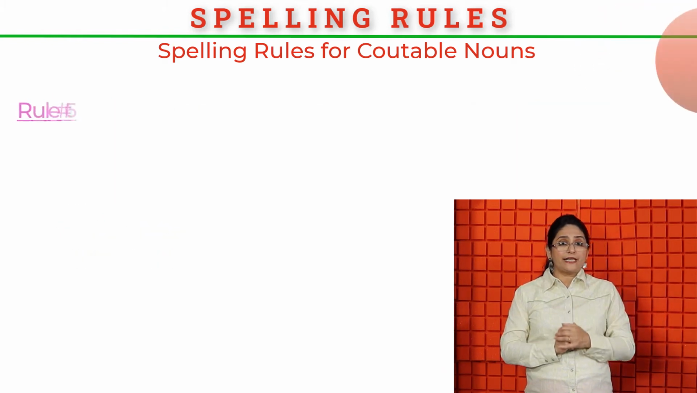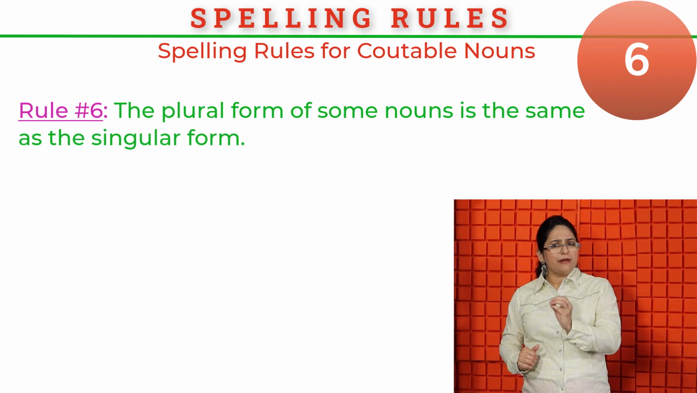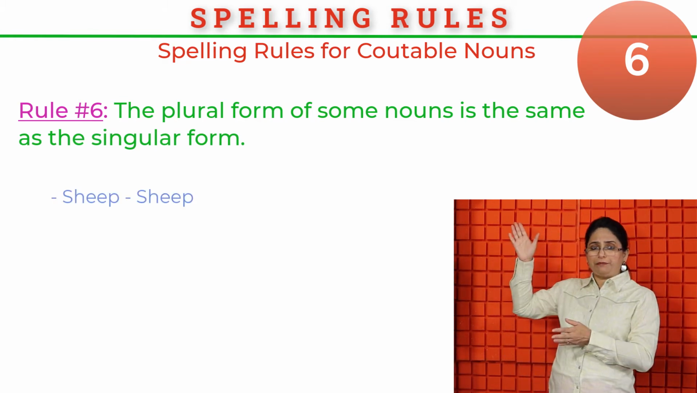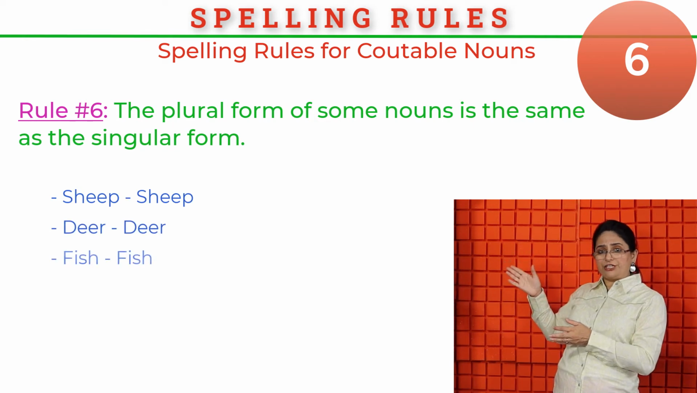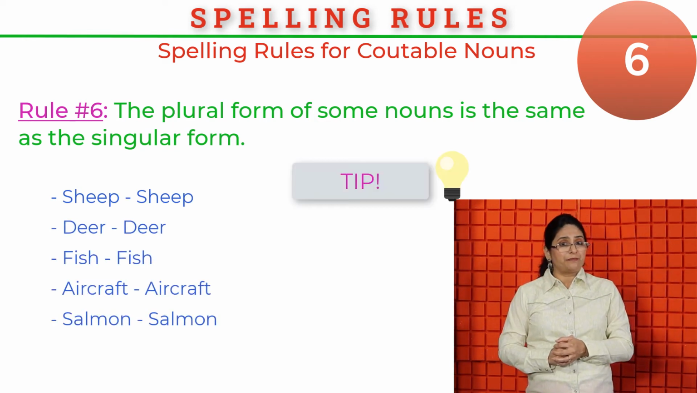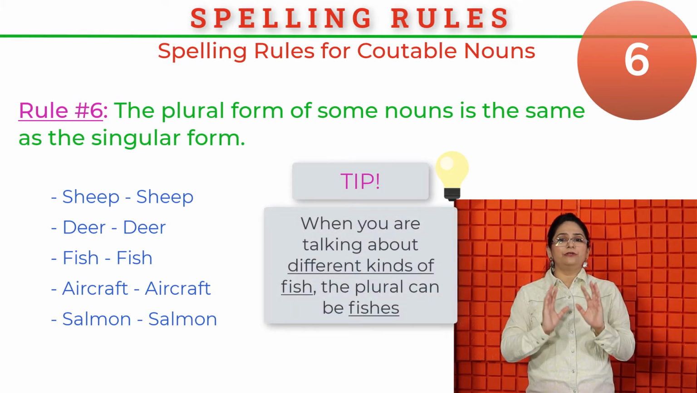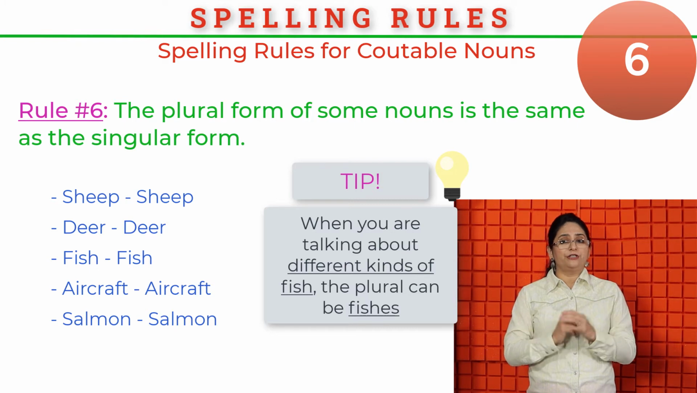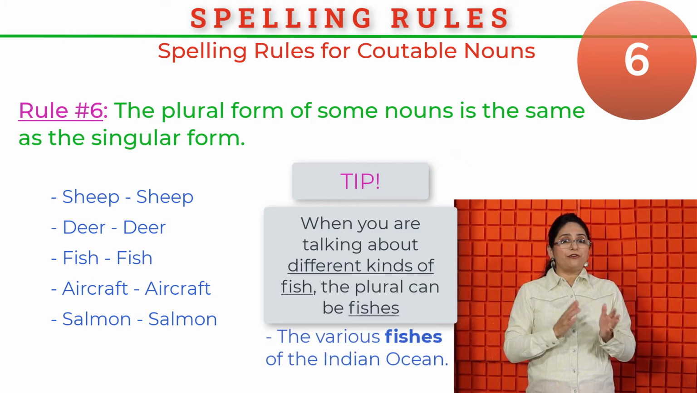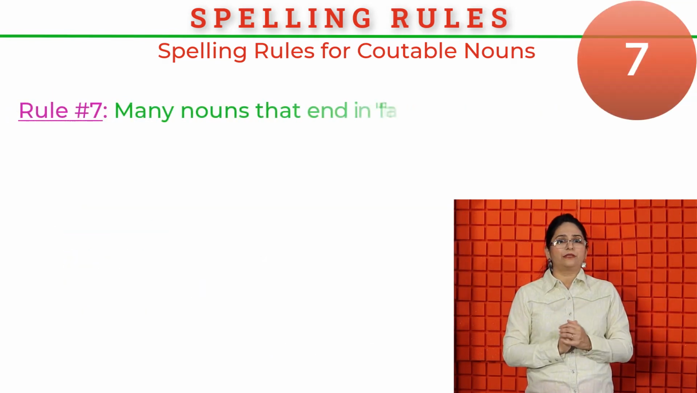Rule number 6 says the plural form of some nouns is the same as the singular form. For example, sheep, deer, fish, aircraft, salmon. Tip: when you are talking about different kinds of fish, the plural can be fishes. For example, the various fishes of Indian Ocean. Now check rule number 7.